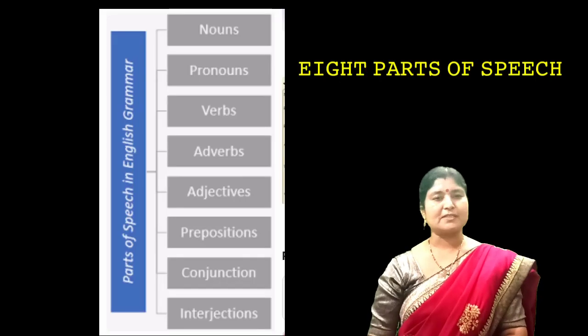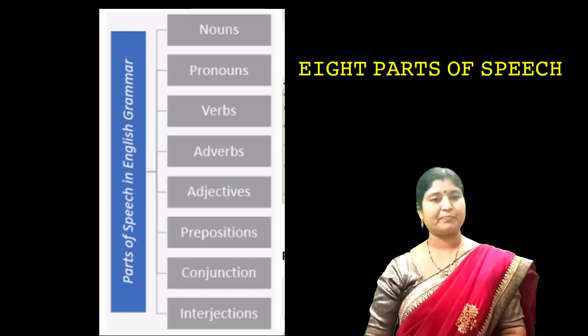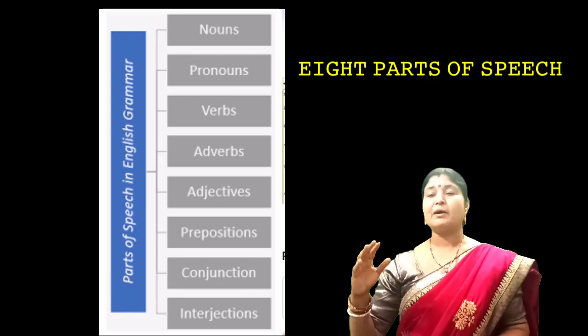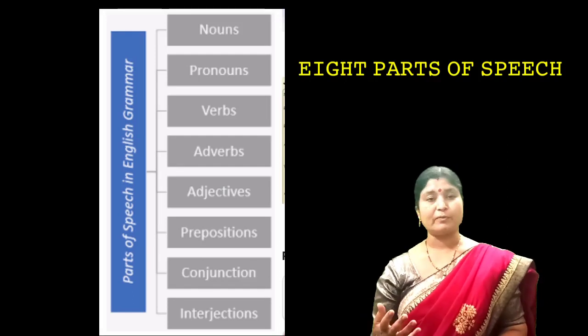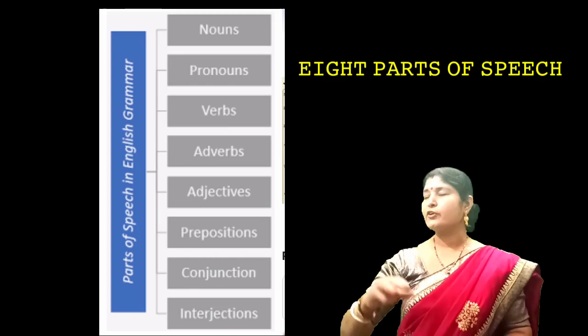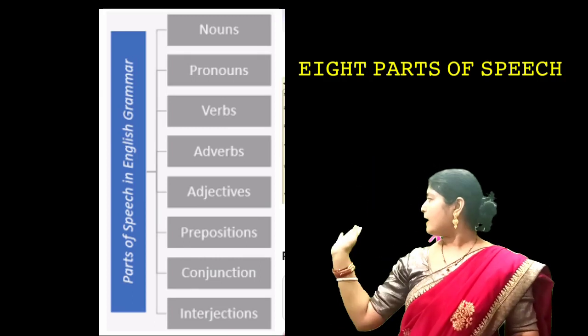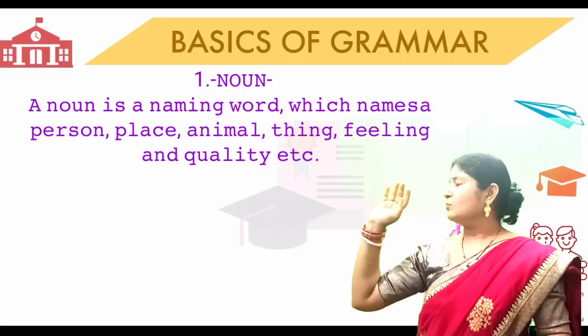So my dear students, there are 8 basic parts of speech in total. They are noun, pronoun, verb, adjective, adverb, preposition, conjunction and interjection. You can see on the board all the 8 parts of speech. So first, that is noun.